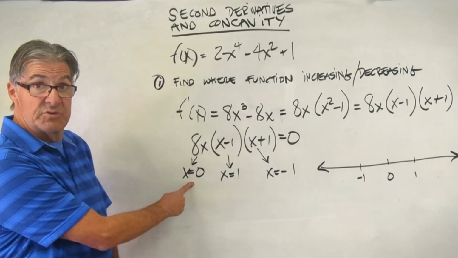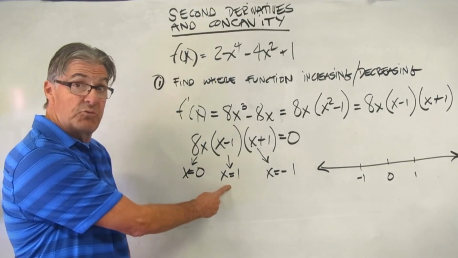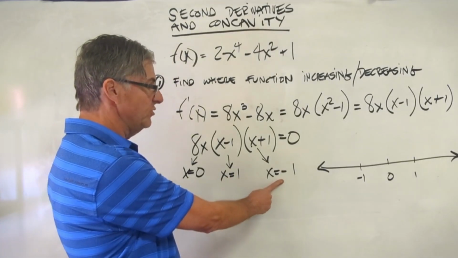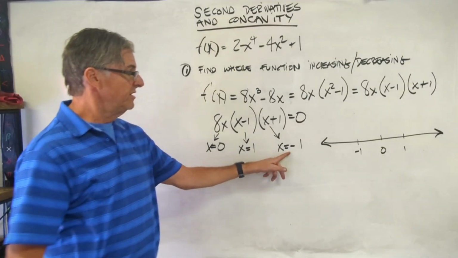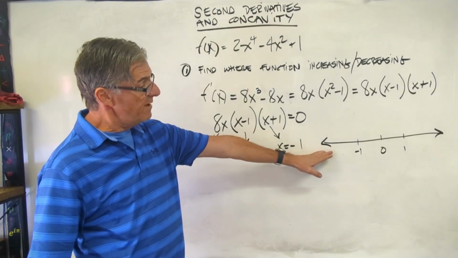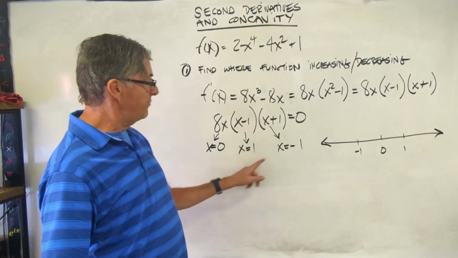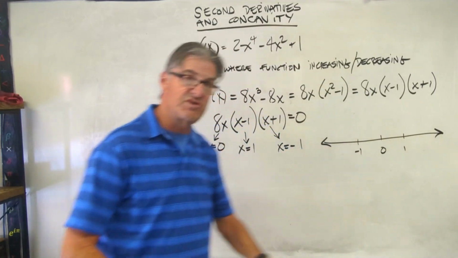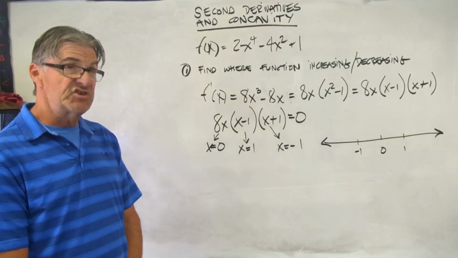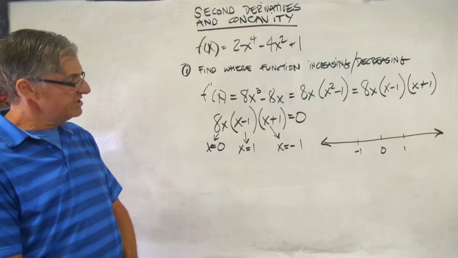I get x equals 0 for one solution. I get x equals 1 for the next. And then I get x equals minus 1 for the last solution. So now I drew my number line here with these important points. These are the points at which the function changes from increasing to decreasing.